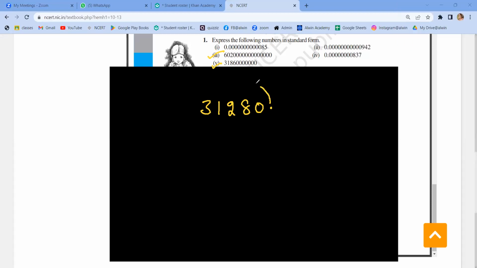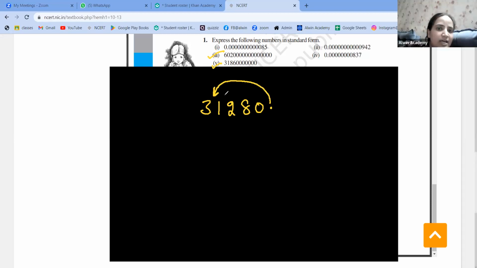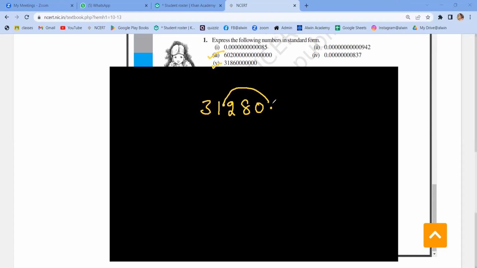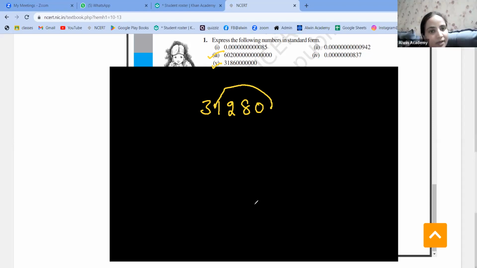Ma'am, now we have to move the point left this time. That too for 4 steps, right? Because if the decimal point landed here, the number 3128 is still greater than 10. If I land my point here, it is still greater than 10, 312. If I land my decimal here at this place, it is still greater than 10, 31 is greater than 10. So, ma'am, it should be after 1. 3.1. Yes, ma'am. May I try? Take a minute to let me explain.